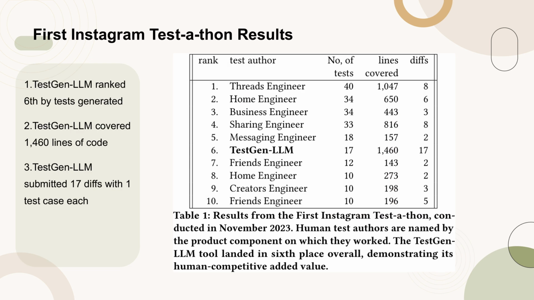Table 1 presents the outcomes of the first Instagram testathon held in November 2023. The table lists the top 10 performers based on the number of tests generated, lines of code covered, and the number of diffs submitted. TestGen-LLM, the automated tool, secured the 6th position with 17 tests generated, covering 1,460 lines of code across 17 diffs. Each diff contained exactly one test case, showcasing the tool's efficiency in extending existing test classes with additional test cases. This approach allowed for easier acceptance or rejection of recommendations by engineers, contributing to its competitive performance relative to human engineers.